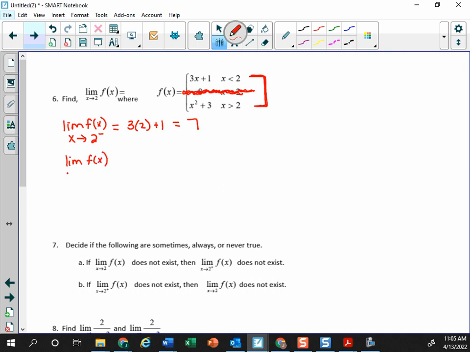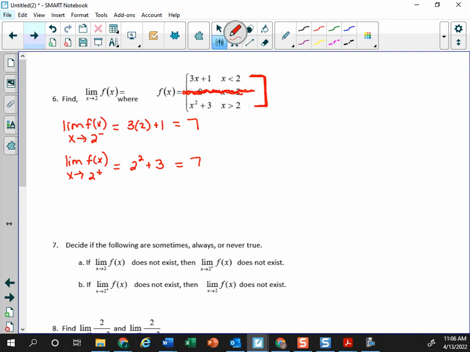So the limit of f of x as x approaches 2 from the right. Does everybody see that's the bottom piece there? The x is greater than 2. That's stuff on the right of 2. So I'd plug the 2 in there. So 2 squared plus 3. What do I get? 7.